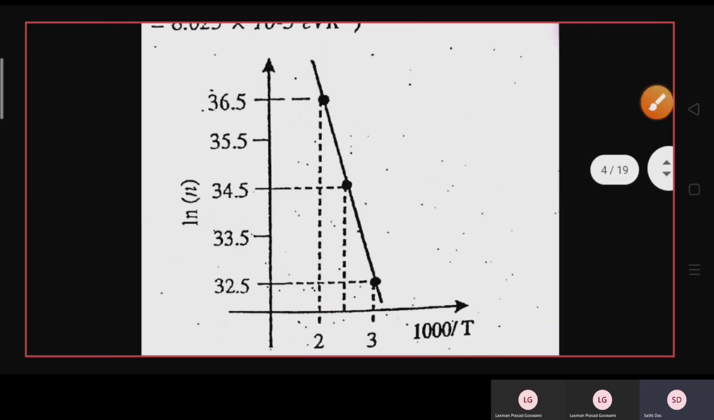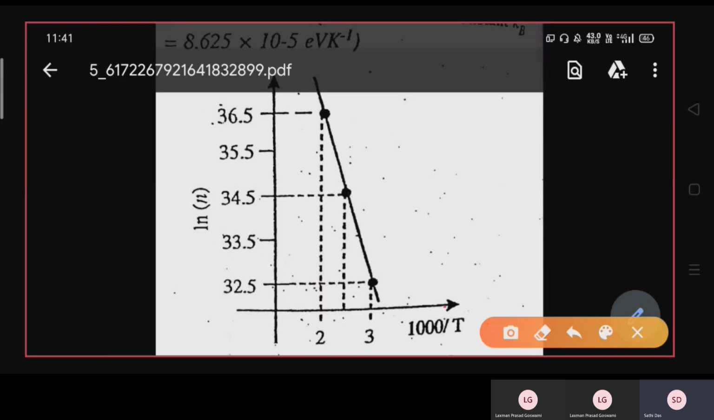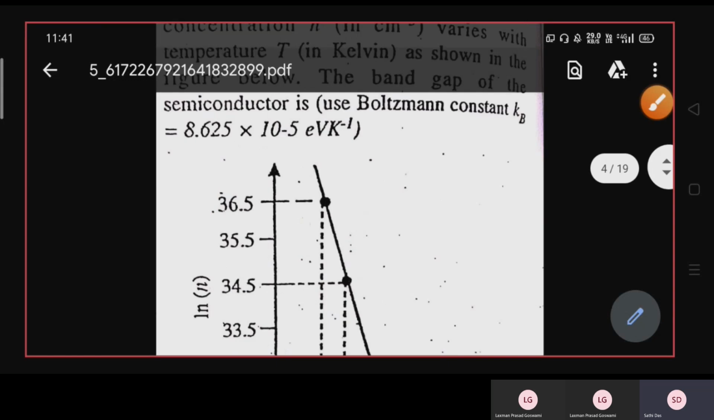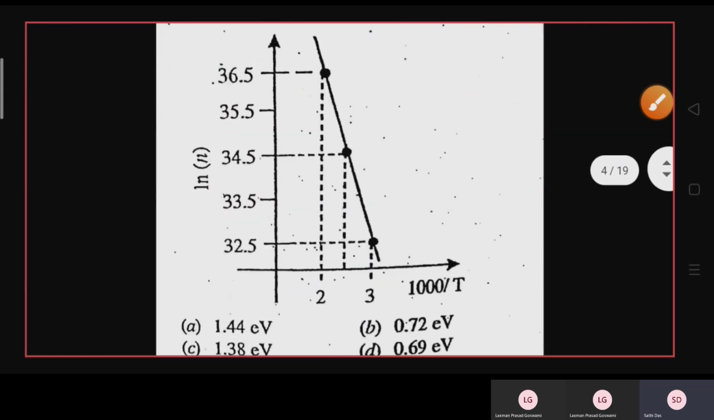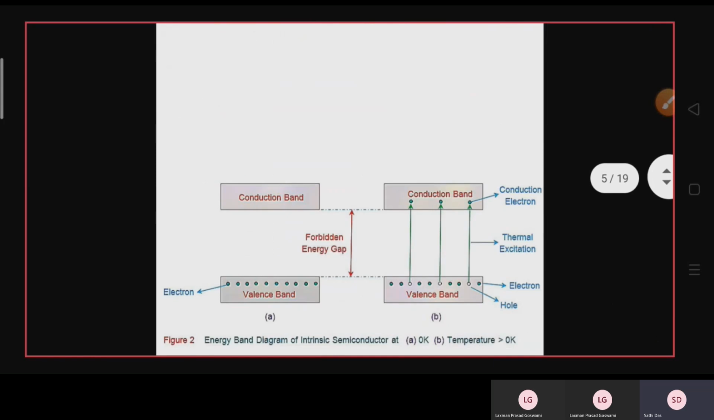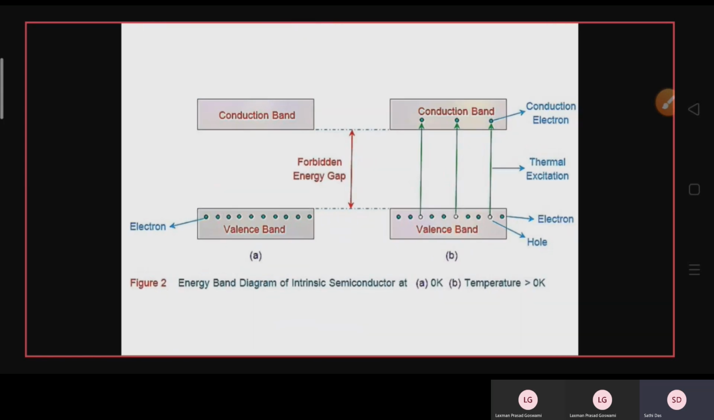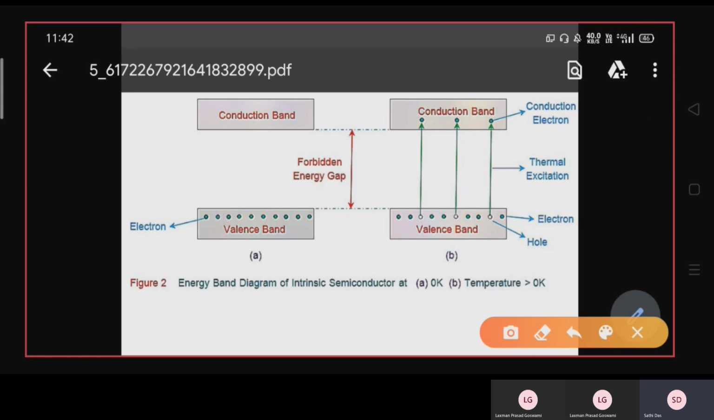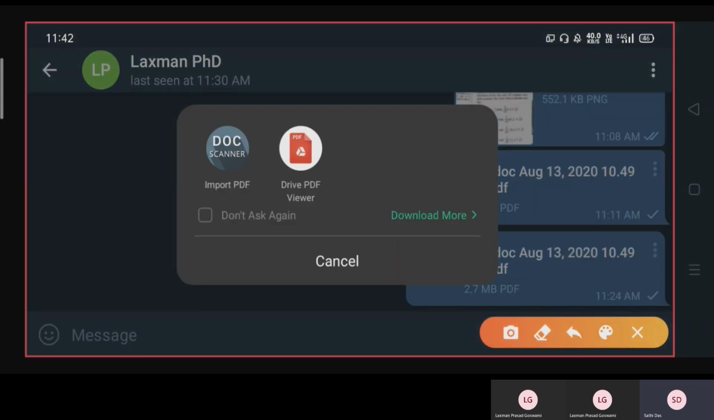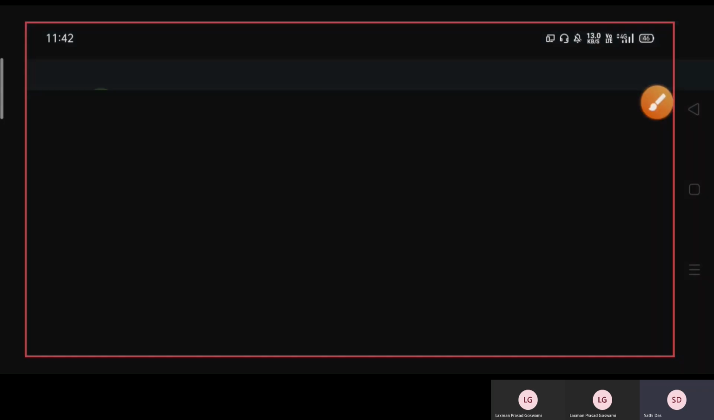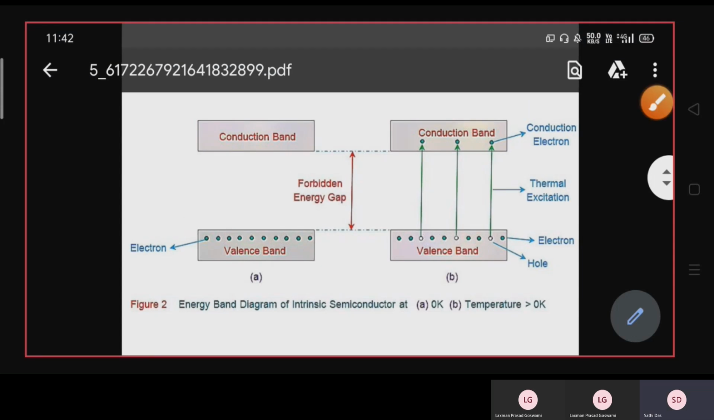So this is the data where you are given ln n and 1000 divided by T values, and you have to find out the band gap of this intrinsic semiconductor. So we should know the meaning of intrinsic semiconductor. The semiconductor has no doping or no external agency for the carrier concentration. So the carrier concentration is entirely due to the intrinsic properties of the semiconductor.